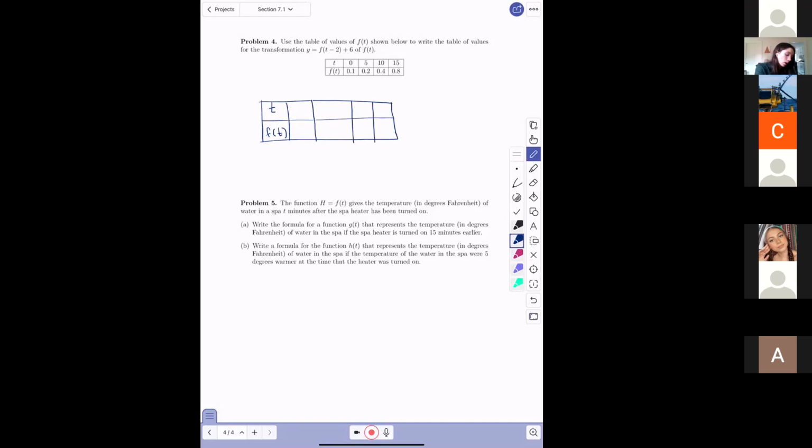Okay, so what transformation is happening in y? Well, you're adding 6. Yeah, we're adding 6. So does this 6 tell me to go up or down or left or right? Up. Good, we're going up 6. And what other transformation is happening? Right 2. Good, right 2.